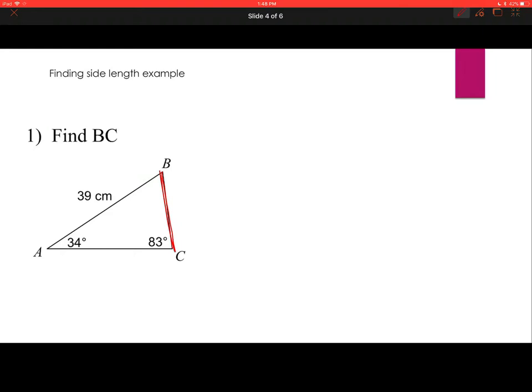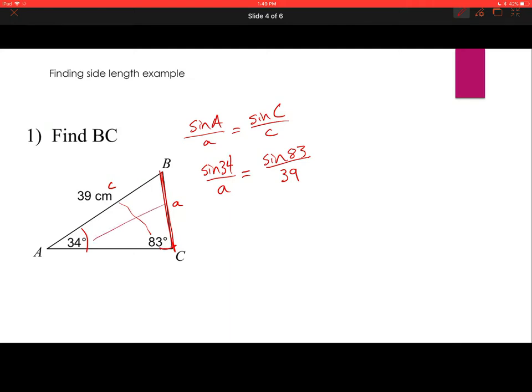So let's start here with this first problem. In order to solve this one, it's asking us to find BC, which is this side length here. Well, I know angle A. I know this is little a and this is little c over here. So what I'm going to say is the sine of A over a is equal to the sine of C over c. And then I can solve that by using cross multiplication. So sine A would be sine of 34 over, we don't know what a is, that's what we're solving for, is equal to sine of 83 divided by 39. That's sine C over c and sine A over a.